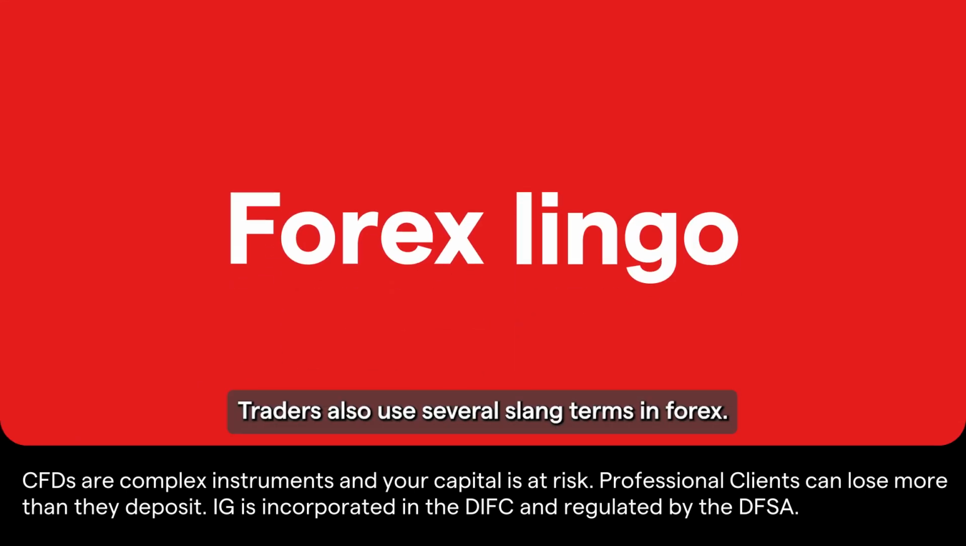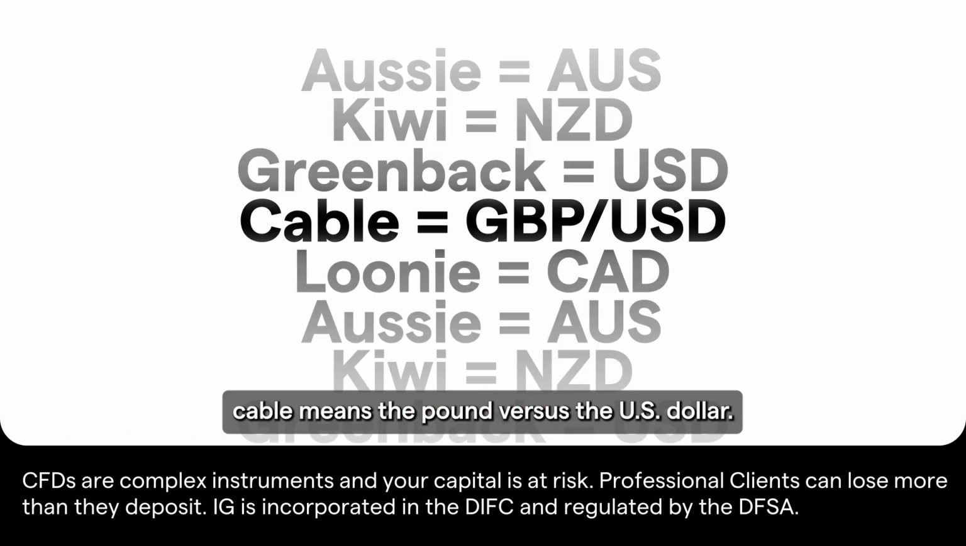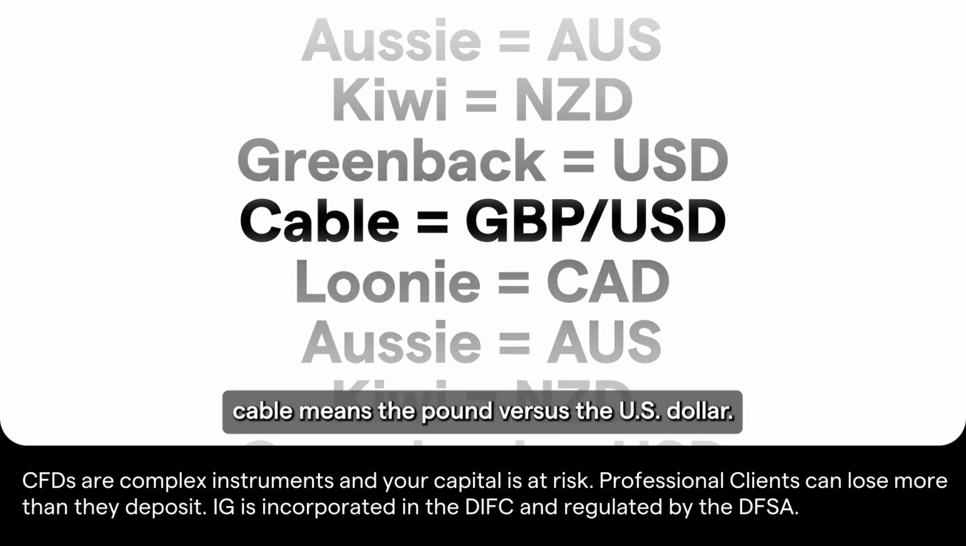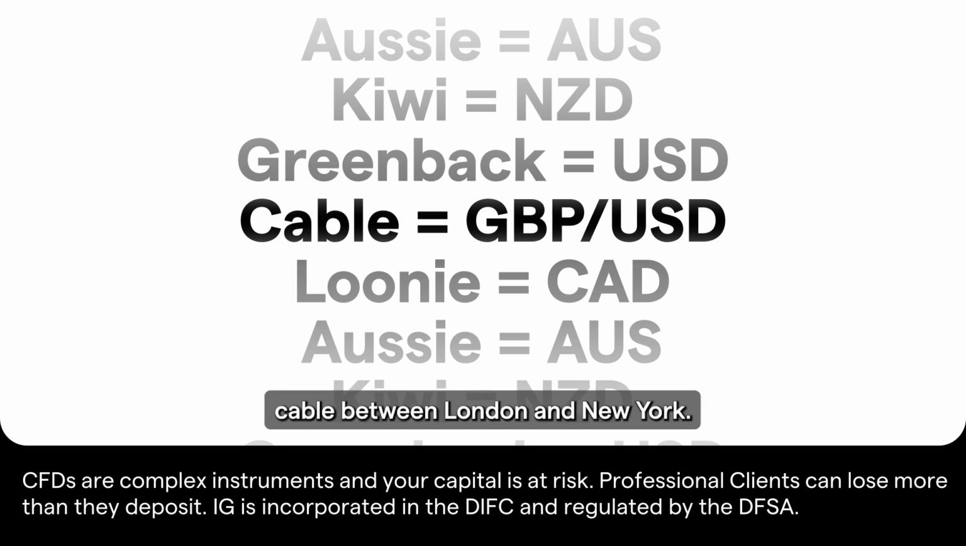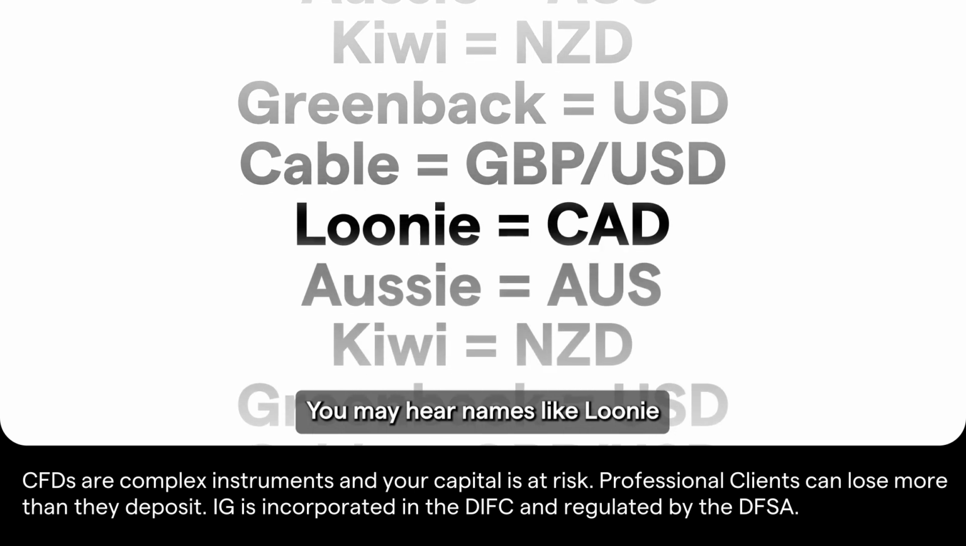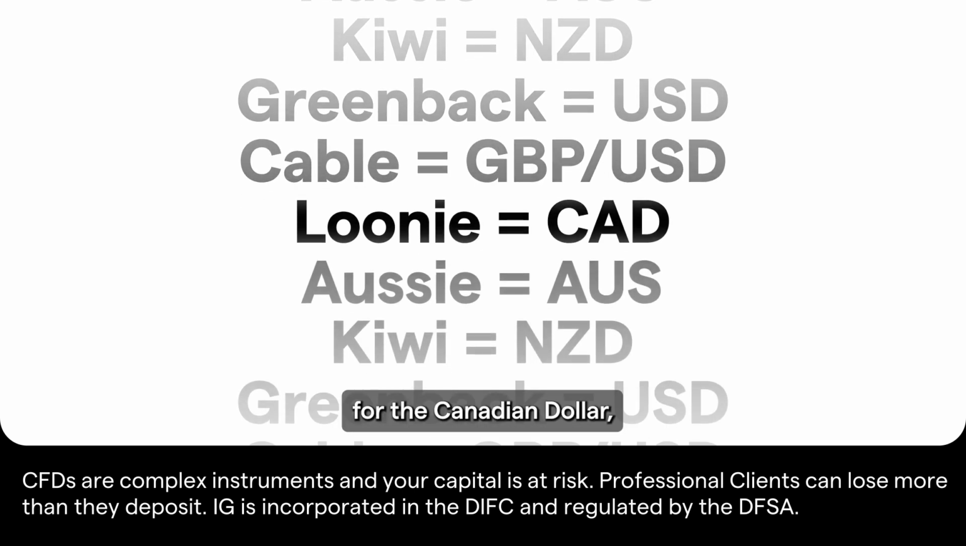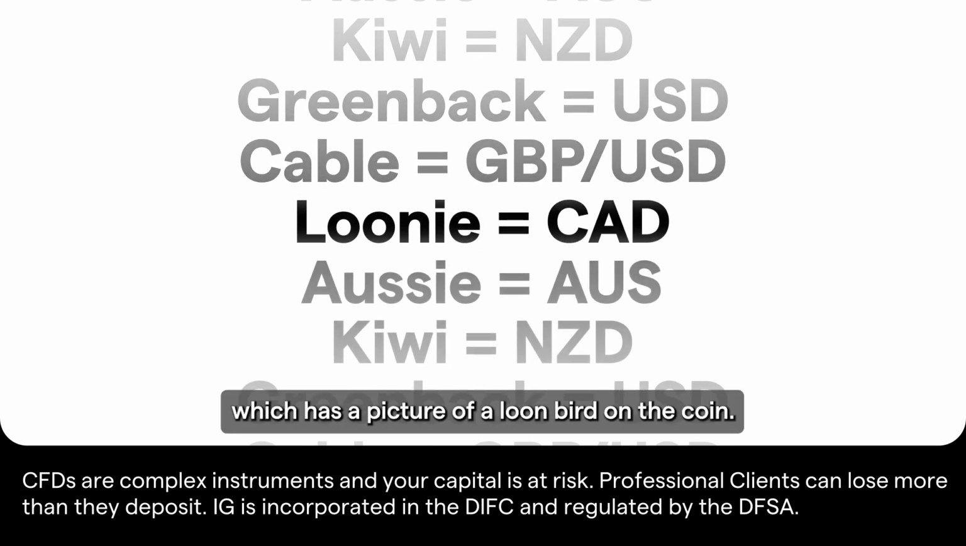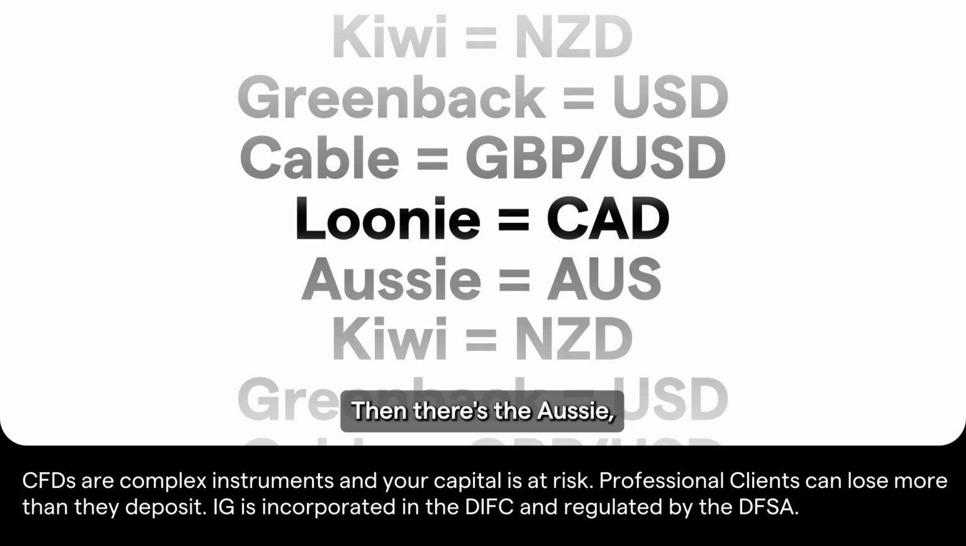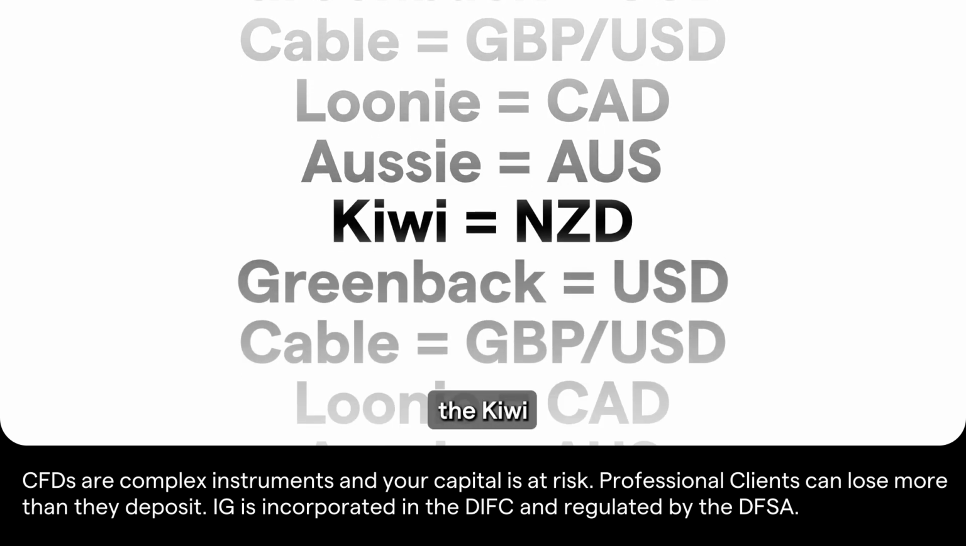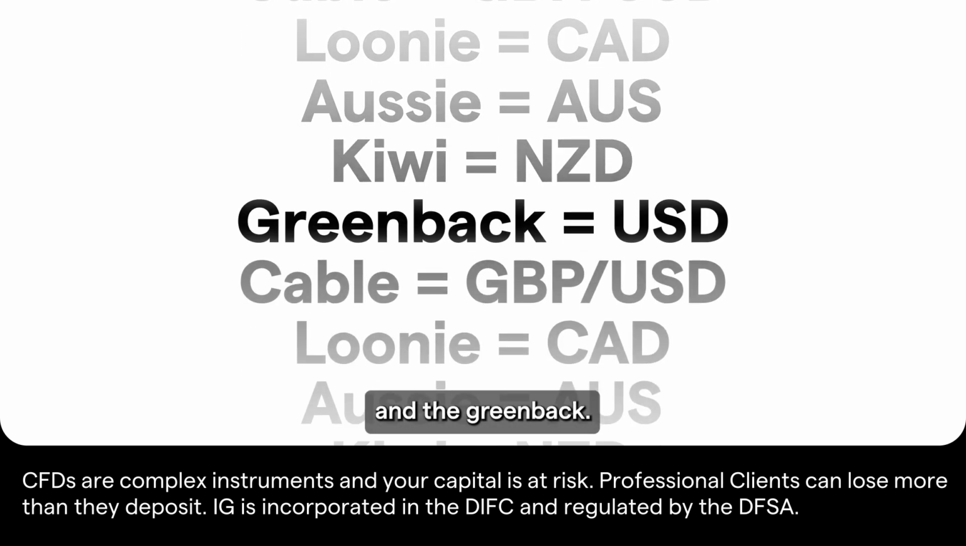Traders also use several slang terms in Forex. For example, cable means the pound versus the US dollar. It refers to the original transatlantic cable between London and New York. You may hear names like loonie for the Canadian dollar, which has a picture of a loon bird on the coin. Then there's the Aussie, the Kiwi, and the greenback.